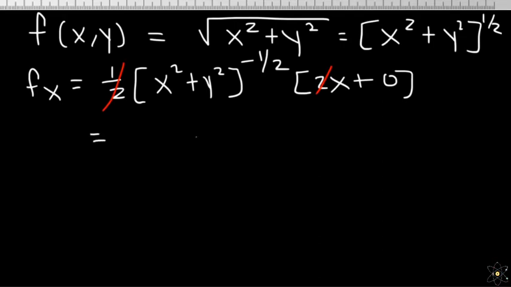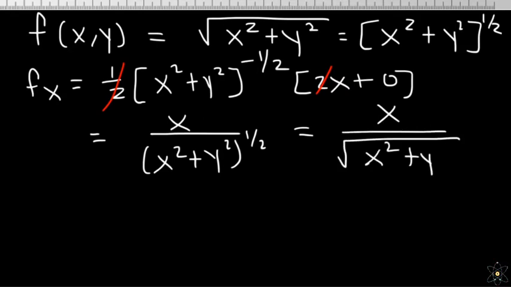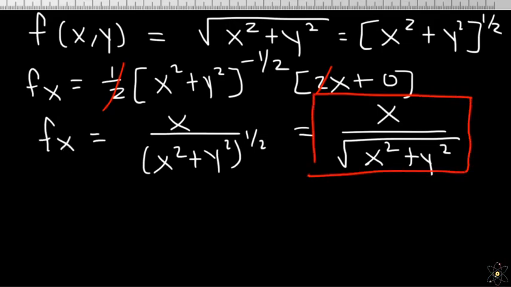So therefore, for the final answer, we can also bring this down because it's negative 1/2. So the final answer is going to be x on top divided by x squared plus y squared raised to the positive 1/2. When you move it from the top to the bottom, the exponent will change sign. It's going to change from negative to positive. So you can write the final answer as x divided by the square root of x squared plus y squared. So that's the first partial derivative with respect to x.